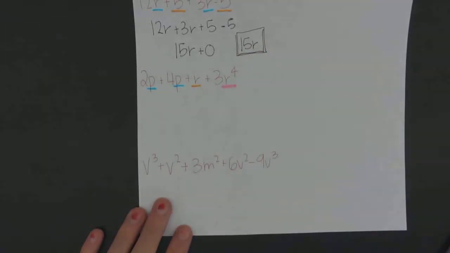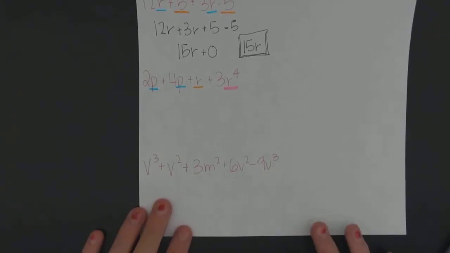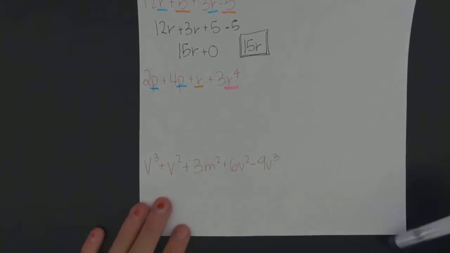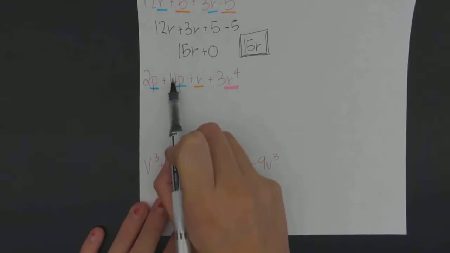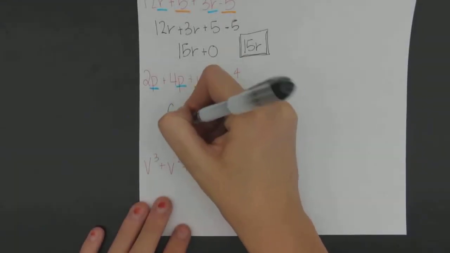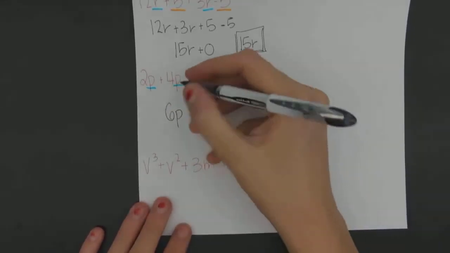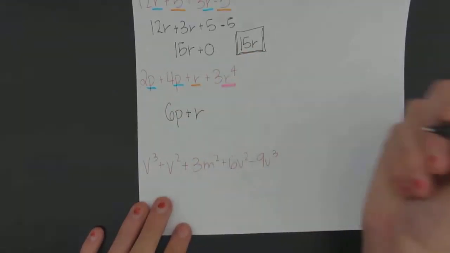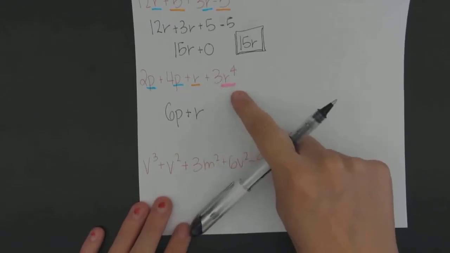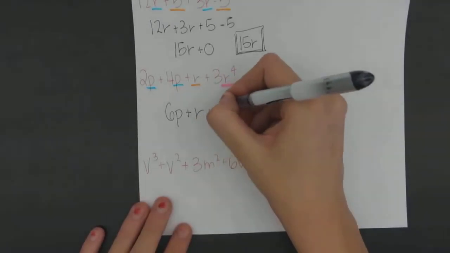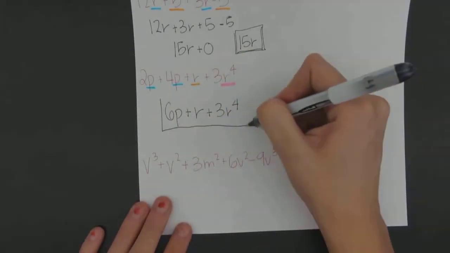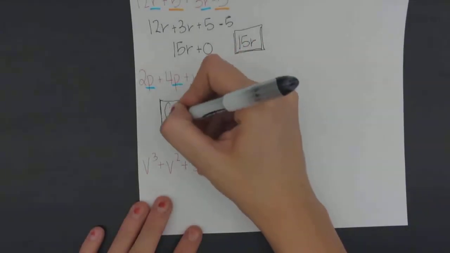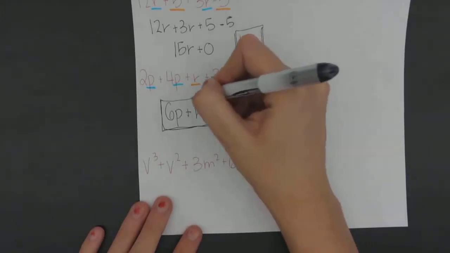r to the fourth power is not r by itself. That is r times r times r times r. So that cannot just be combined. So I'm going to combine the things that are the same color. 2p plus 4p. That would give me 6p. I have nothing else that is orange, so I'm just going to copy that down. And then at the end, again, I have nothing else that is pink, so I just copy that down as well. So my final answer would be 6p plus r plus 3r to the fourth.